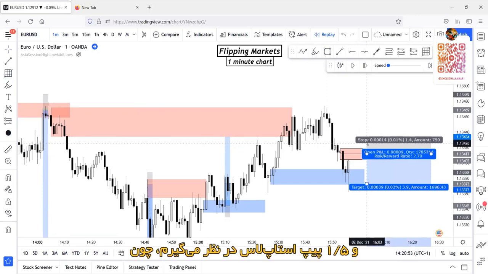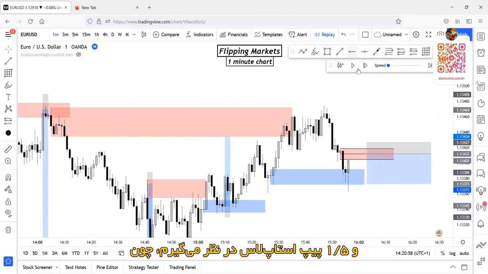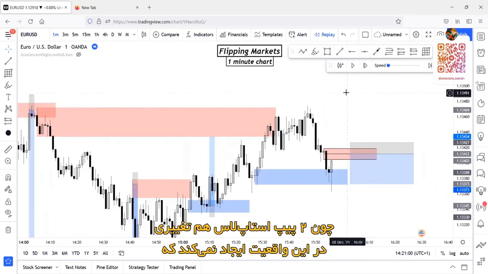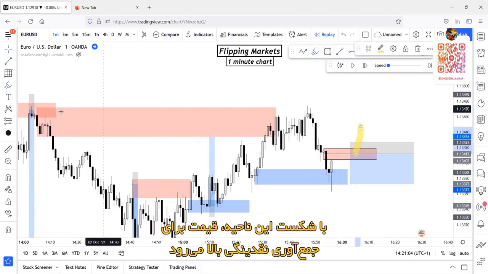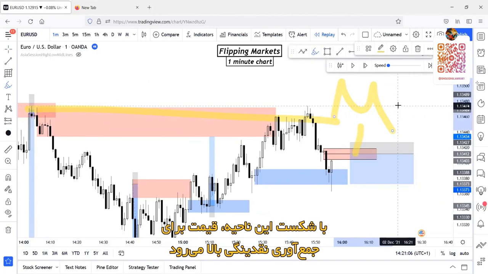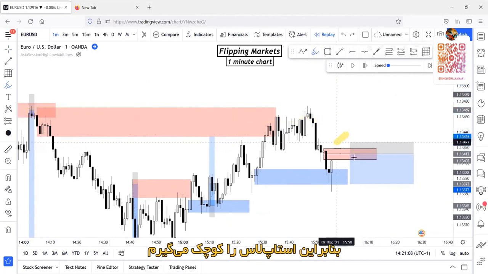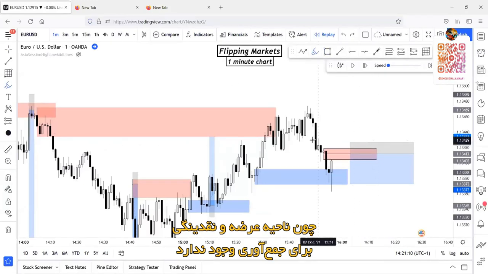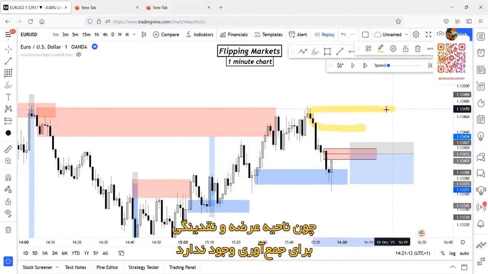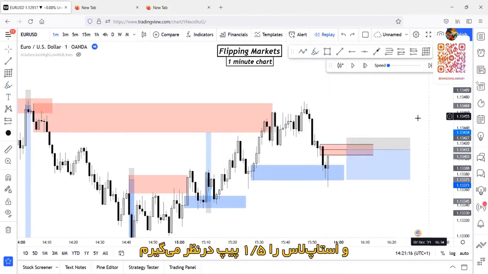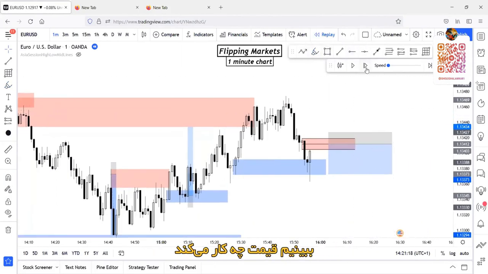And I will set 1.5 pips stop loss because the 2 point pip stop loss wouldn't change the fact that if it's break, then price will go up for the upside liquidity. So I will keep it short because there's no more supply or liquidity needs to be taken out. So I will just keep the 1.5 stop loss, and let's see what price will do.